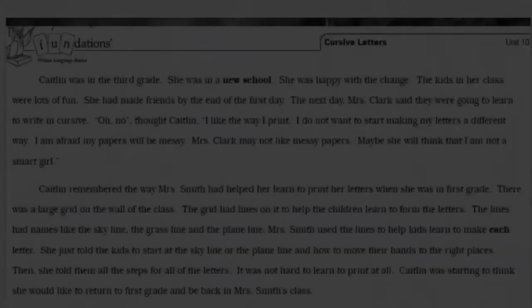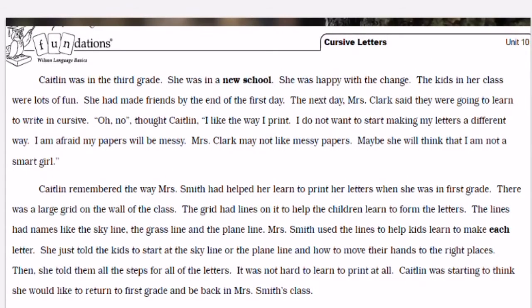Now it is story time. Ms. Richardson will start off reading the story, and you're going to finish it by reading it in your slides and answering the questions. So let's get started. Cursive letters.